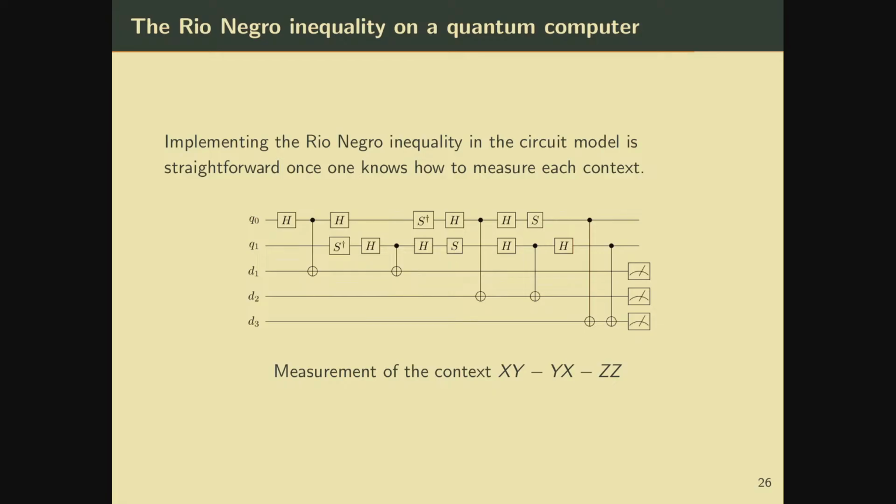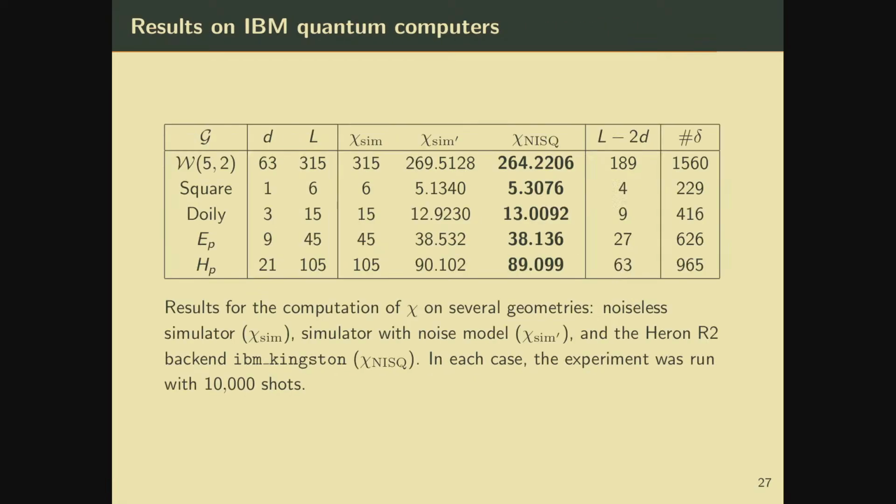Okay, so here's the experiment we got on real quantum computers. This was done a year ago on the IBM Kingston. And here are the different geometries we tested. L is the number of contexts, D is the degree of contextuality. So you recover W52, the 3-qubit Pauli symplectic polar space. On a perfect simulator, we find 315, which is what is predicted by the theory.